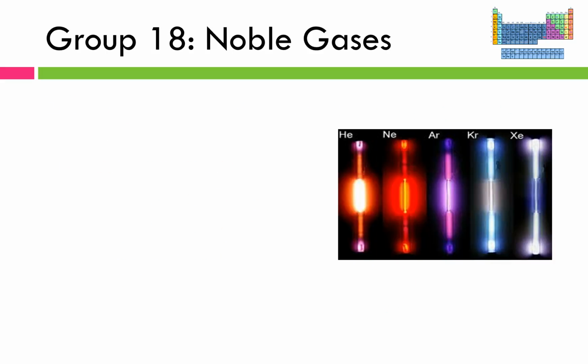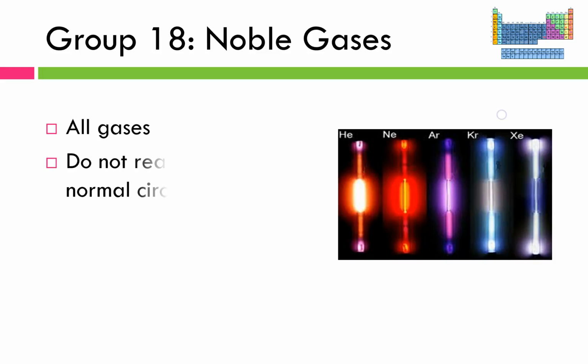Last but certainly not least are the group 18 elements, the noble gases. The noble gases were some of the last elements to be discovered due to their highly unreactive nature. A lot of times you might read that they are inert. Inert is just a fancy word for non-reactive. As the name suggests, all of the group 18 elements are gases at standard temperature and pressure. You can make it cool enough that you can get them to liquefy.